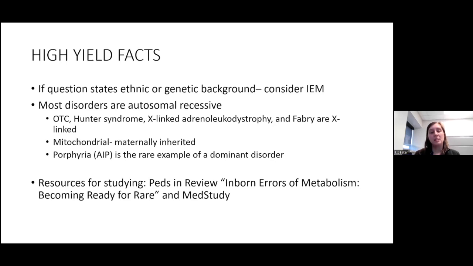And then, things to use to study: Pediatrics in Review has a great article called Inborn Errors of Metabolism: Becoming Ready for Rare. And then MedStudy has great questions, and the book also has a lot of great examples of these.